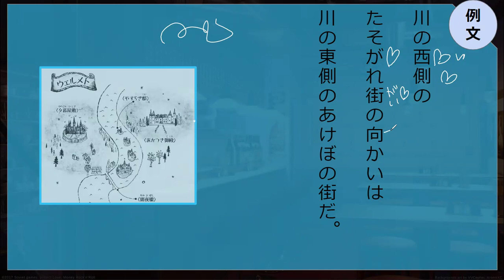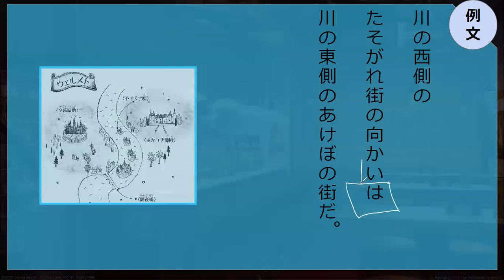Directions, right. Mukai, not mu. Mukai wa kawa no higashigawa no Akebono gai da. Right. So here, start with the subject, which is mukai. Here it says towards the direction of mukai. Mukai is a direction word, but there's not an e here. There is a no here. So it's actually saying the opposite, across from Tasogare gai.